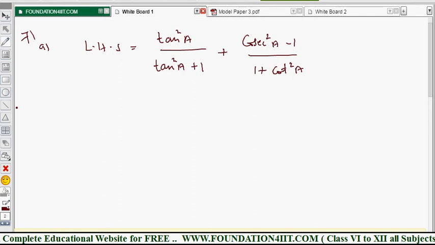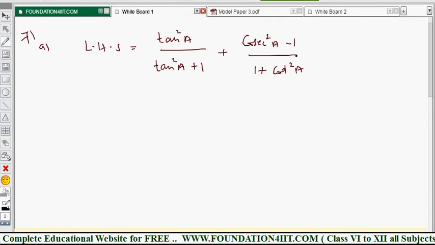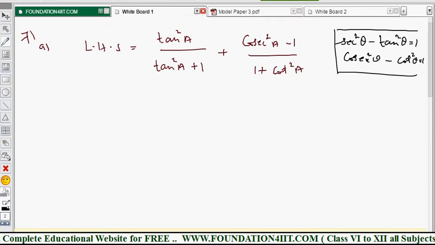So let me write the formulas here. Two formulas, that is sec square theta minus tan square theta is equal to 1. Trigonometric identities. And one more is cosec square theta minus cot square theta is equal to 1. Okay. These two trigonometric identities we'll use in this.